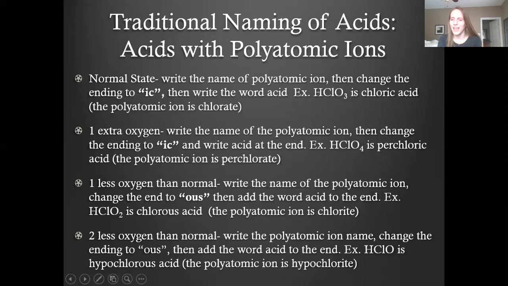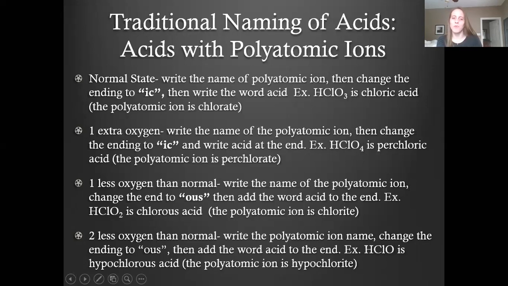Because this is a chlorate ion, we have that chlor as part of the name, and then the ending gets changed to ic because chlorate is a normal state polyatomic ion. So this would be chloric acid. If I have an extra oxygen, so instead of having a chlorate ion, I have a perchlorate ion, then I call this perchloric acid. Okay, still have the ic ending, but I'm now using that prefix per to show that I have an extra oxygen.